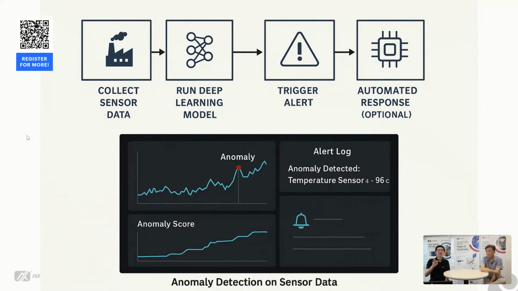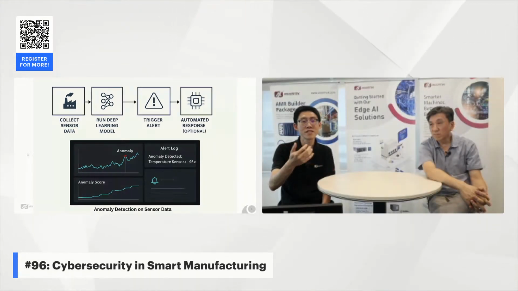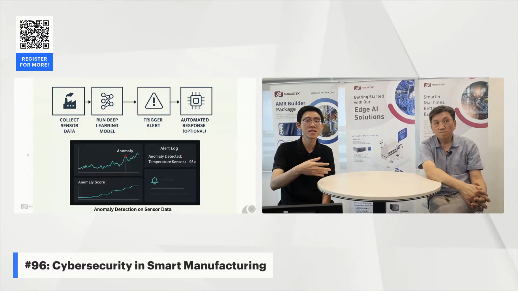Whether the alert is handled by a human or by an automated response depends on how you want it to happen. With an automated response, sometimes it will just isolate that machine or terminate the connection. Everything is automated. If you want the manual one, then the operator or technician will receive a notification, and then they will go there to double confirm whether this is a real threat or just a false alarm.